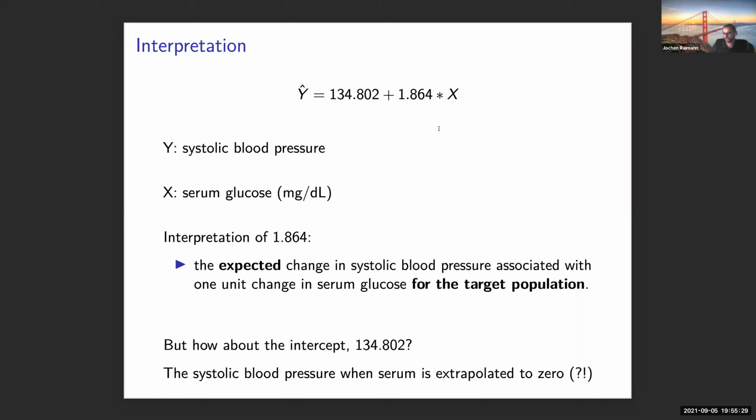You've seen the data, right? It's a great example because it's normally distributed data. It's nicely presented. It has comparable, real-life kind of means, but the dynamic is just too strongly represented. Now what is really important in this context, the interpretation of 1.86: this is the expected change in systolic blood pressure associated with 1 unit change in serum glucose for the target population. So this is fine, right? But the interpretation of the intercept is just problematic, because the intercept would imply that somebody with a blood glucose of 0 would have a blood pressure of 134.802.